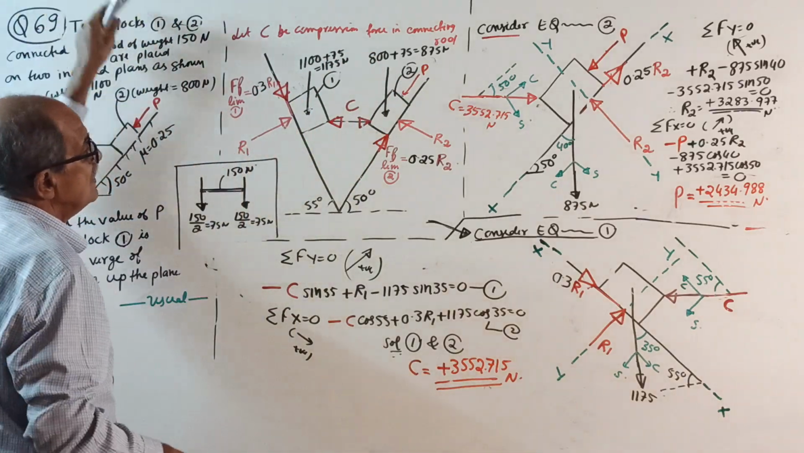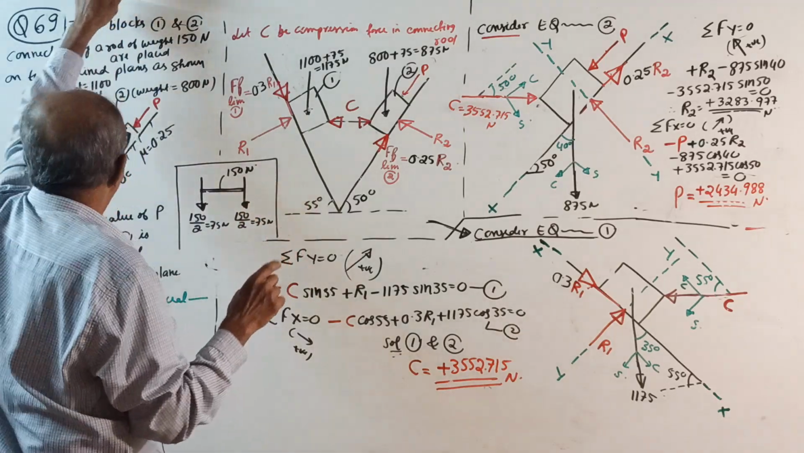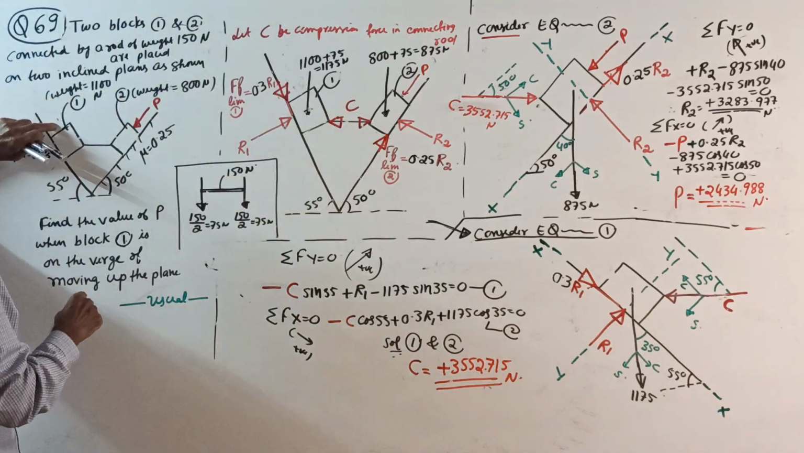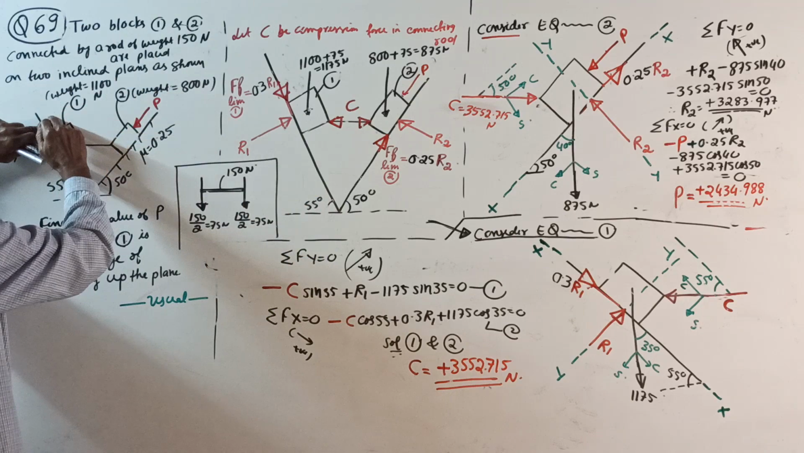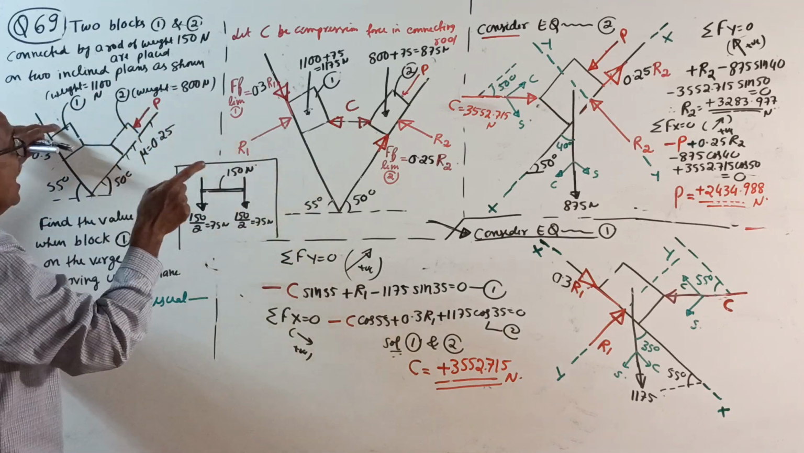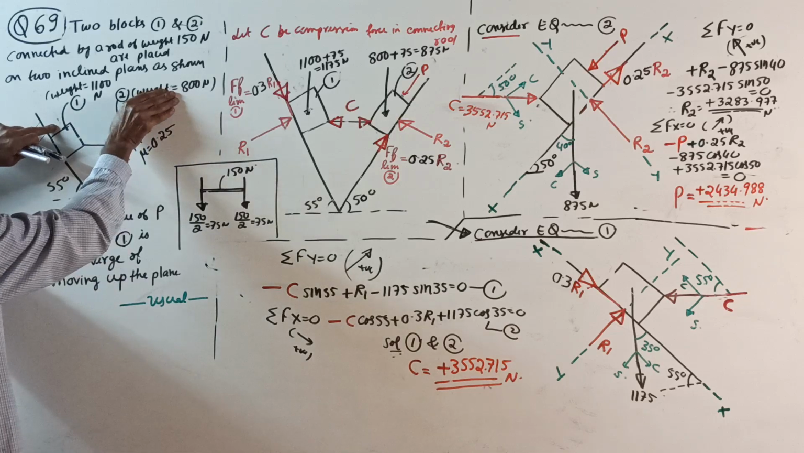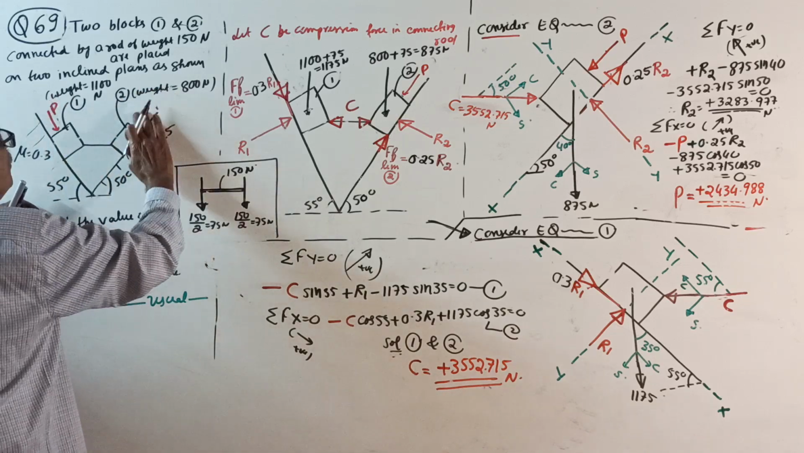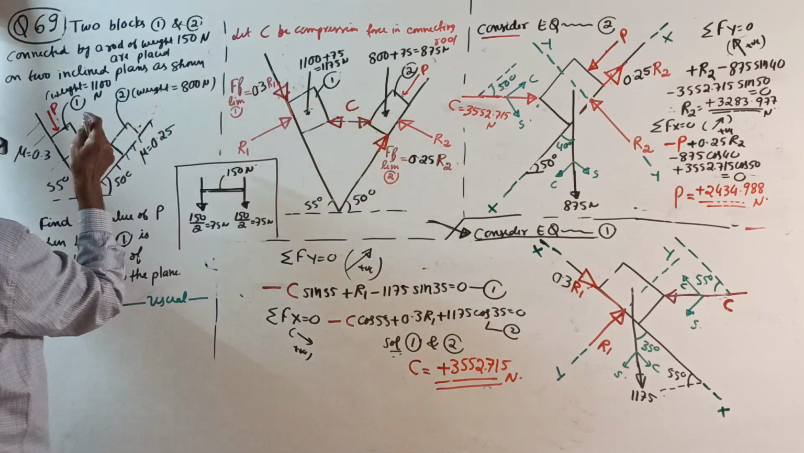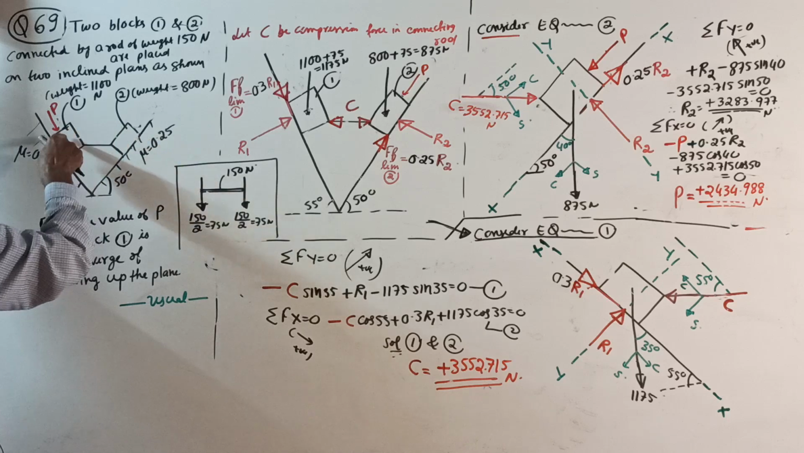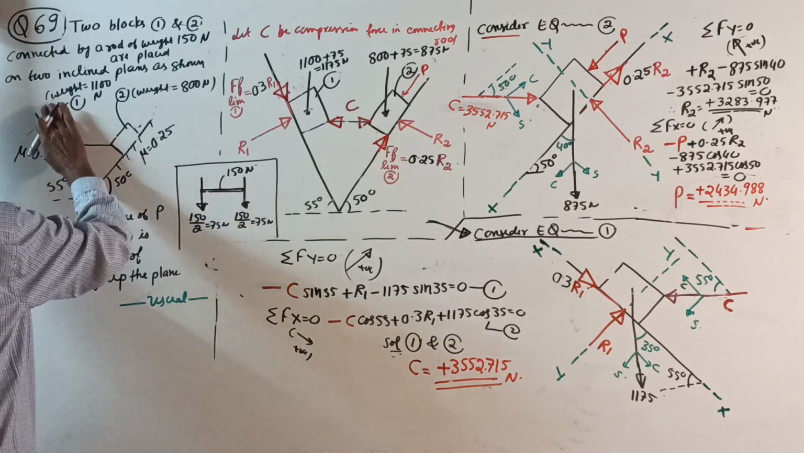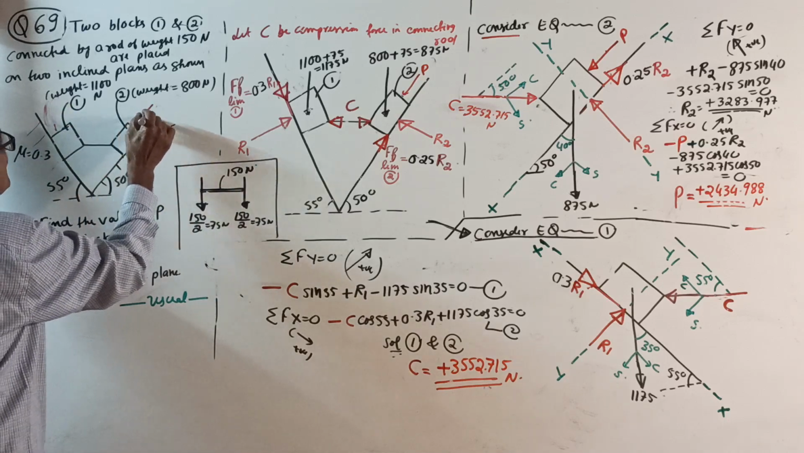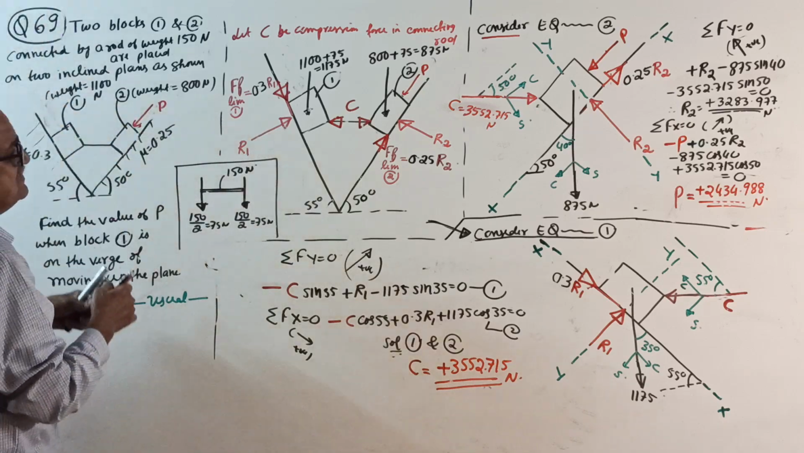Now, last time the unknown was here. There were 3 unknowns here because the P was here, and there 2 unknowns. So in the last question we considered block 2 first. Last question your P was here. You considered block 2, then came to block 1. But this time your P is here. So now you have to first consider block 1.